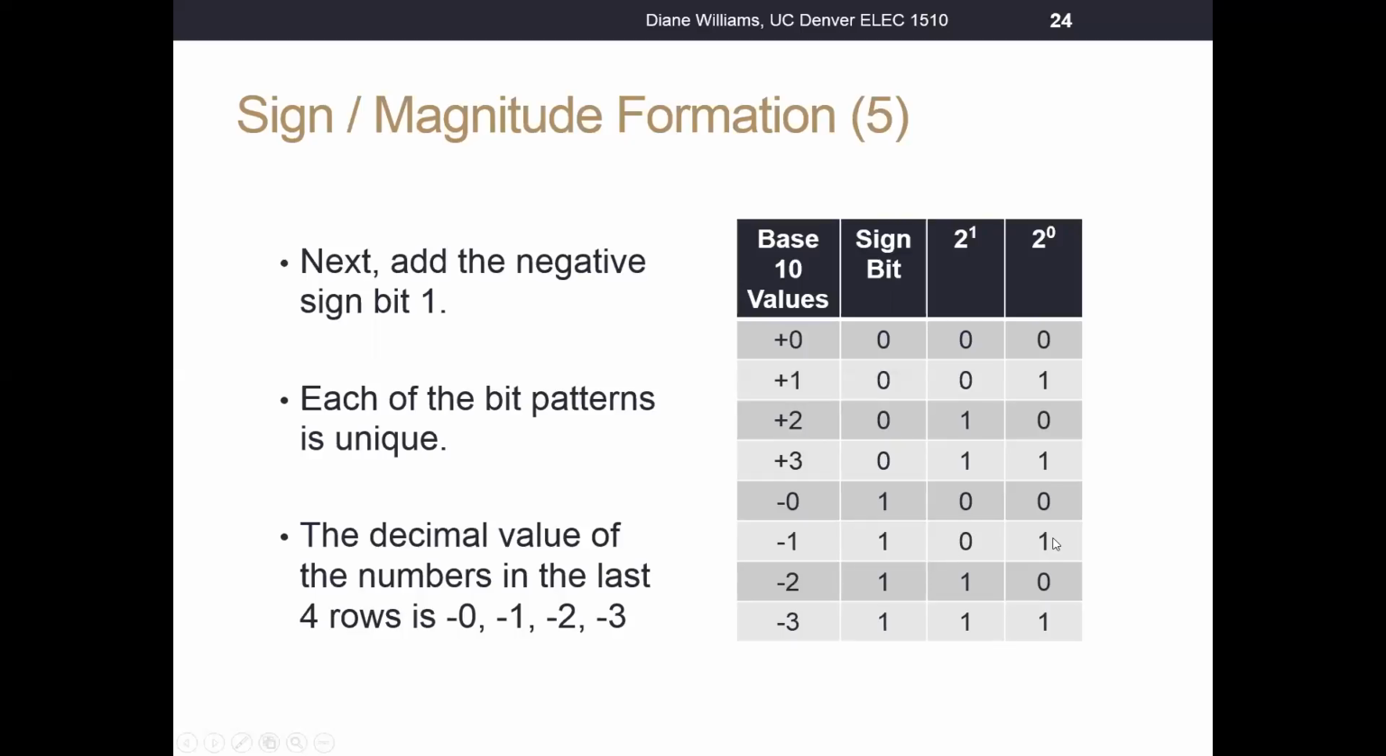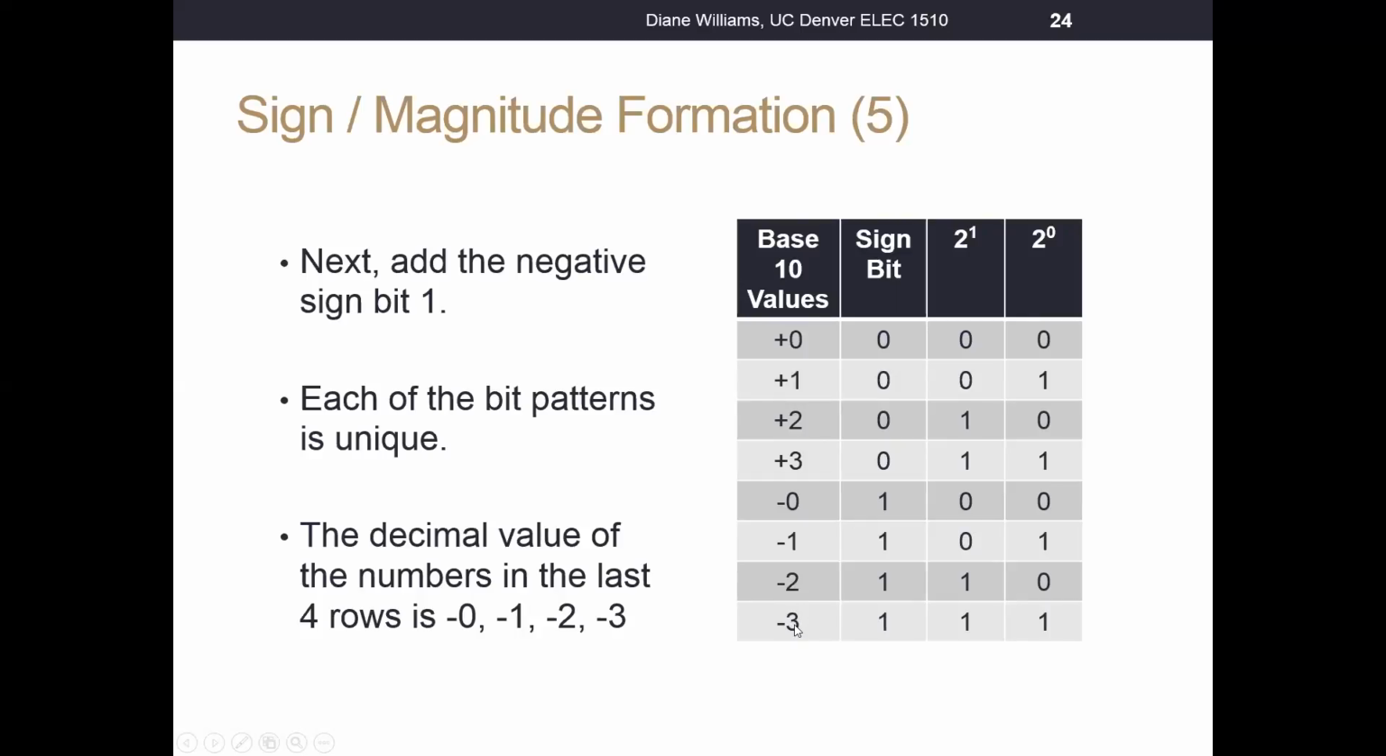Once again, the magnitude bits are these 2 bits here. This is a 1. We look at the sign bit, and we say this is negative, so we get -1. Here we look at these 2 magnitude bits. This is a 2. We look at the sign bit, negative. Right, so -2. And finally, this is -3.